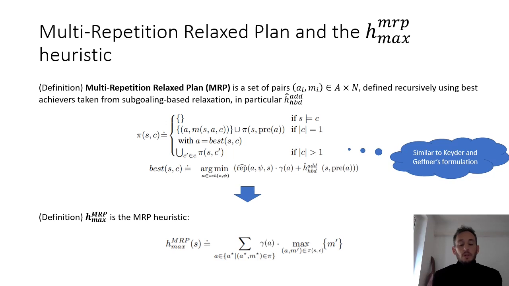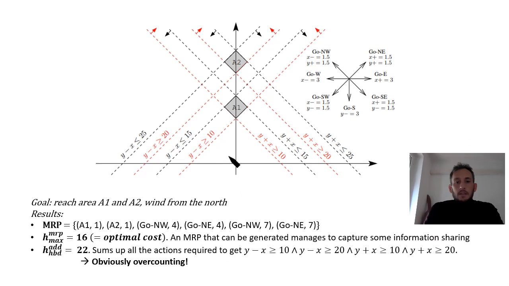The multi-repetition plan heuristic is not the sum of all the actions in the plan, but is the sum of all the action counters in the plan. When there are pairs sharing the same action, we take the maximum among those pairs with respect to the action counter. In this example, you can see how a multi-repetition plan can be computed.